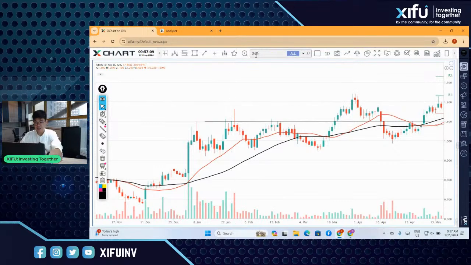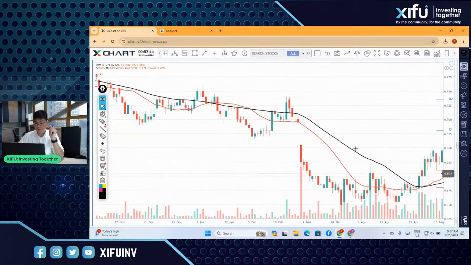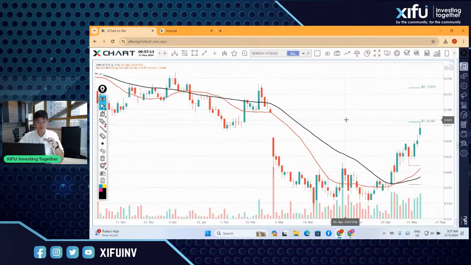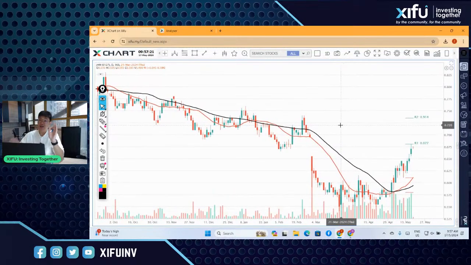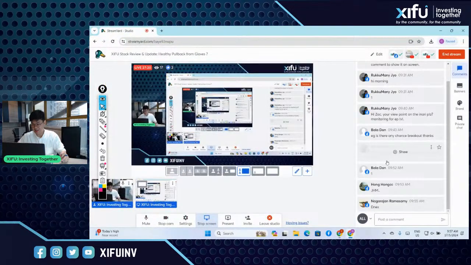Let's look into JHM. I think JHM is trying to close the gap. This is one of the favorites from XIFU EL. If you have been following XIFU EL, I think you can ask him. Now, personally, normally I don't really like to trade below gaps, unless certain conditions, or should I say, trade very close to the gap.